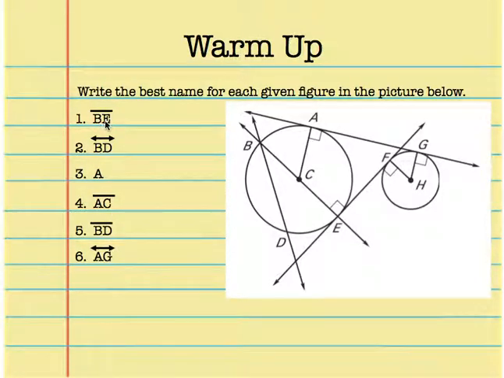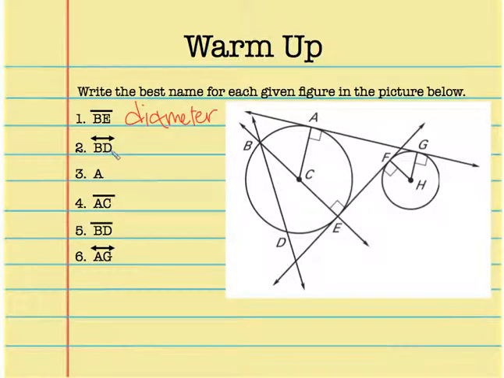So this first one is segment BE. It starts at E and stops at B. Those are both on the circle. So if it has its endpoints on the circle, it is a chord. However, that one goes through the center of the circle, so it's actually a diameter, which by definition, a diameter is a chord.